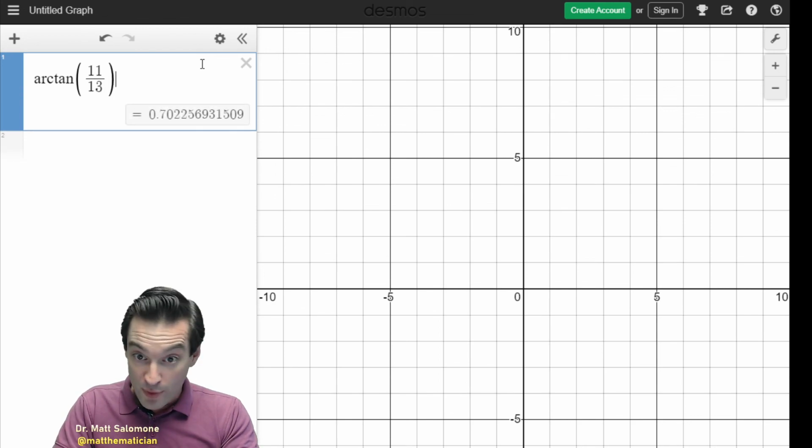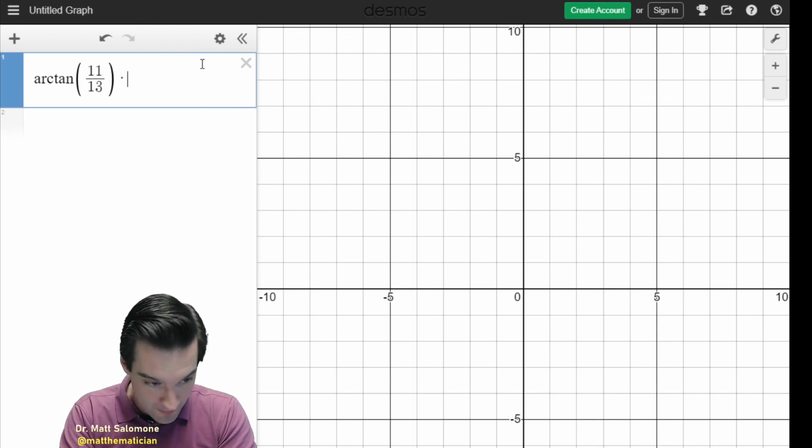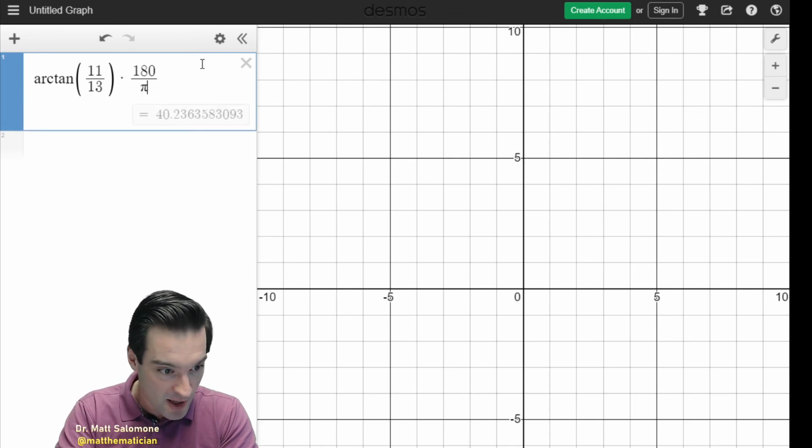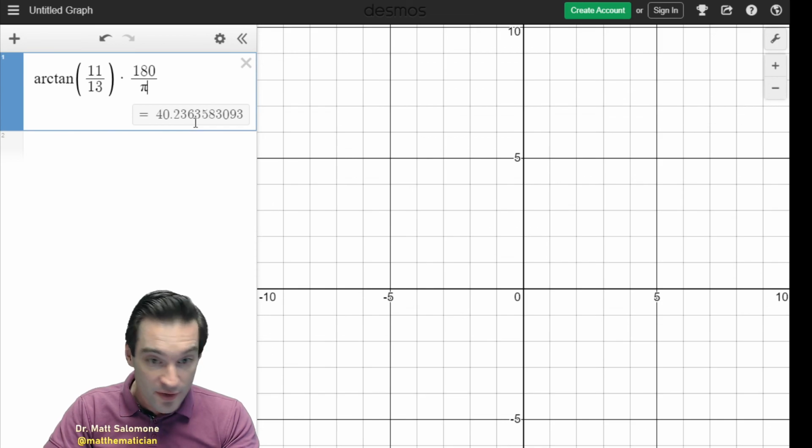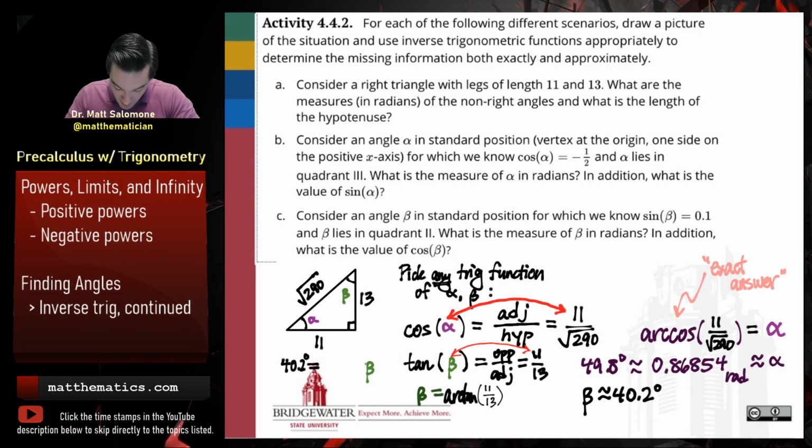And I get about 0.702 radians. Convert that to degrees by multiplying by 180 over pi. And sure enough, there's my 40.2 degrees that we were predicting in the first place. Okay. So approximately 40.2 degrees.